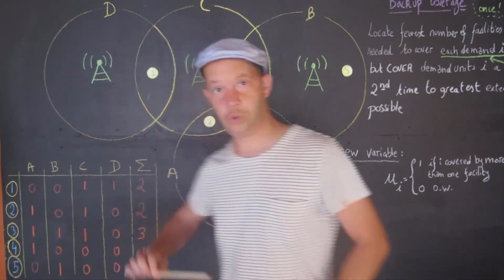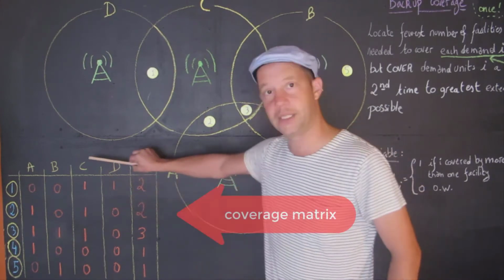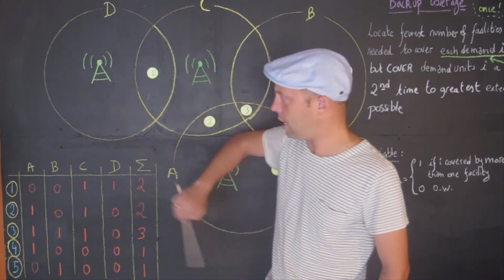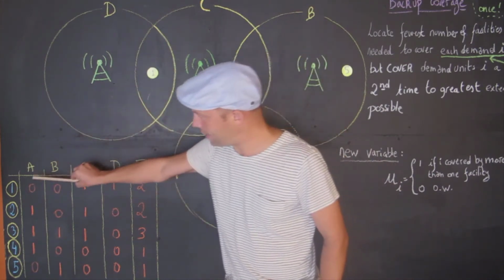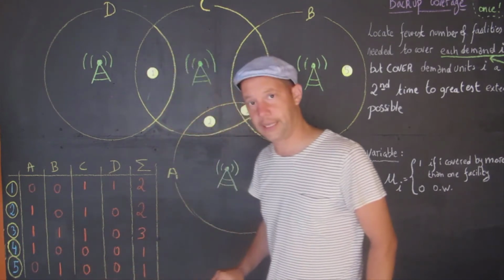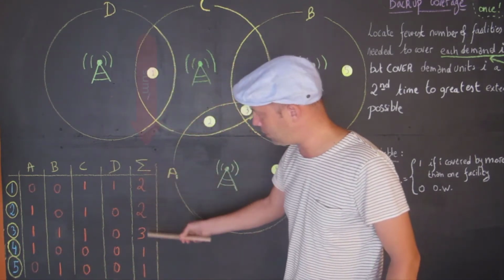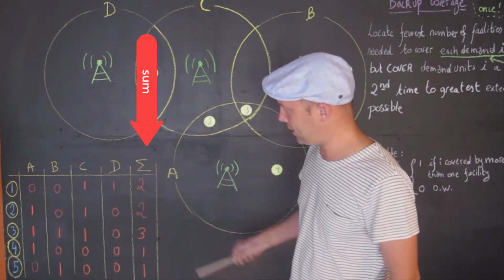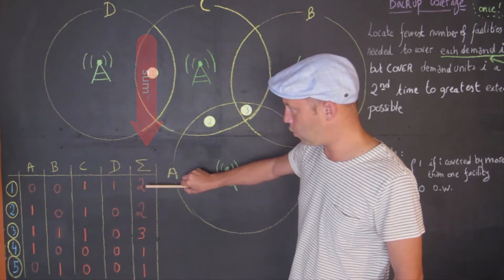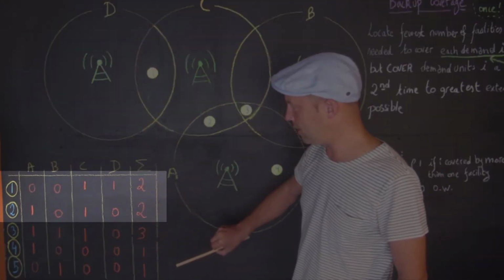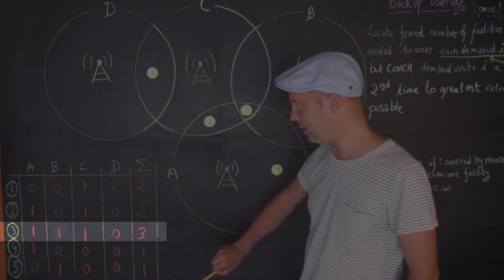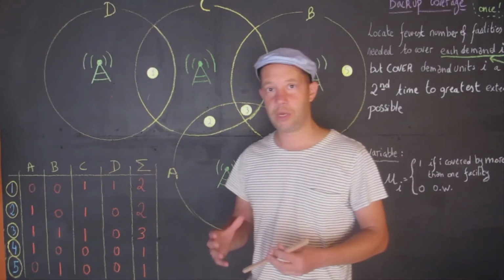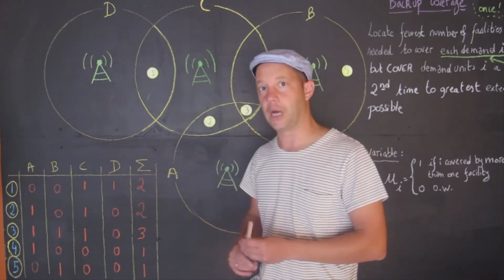Okay, and to the bottom left here, you do have this coverage matrix where each column represents the different facilities, and each row represents the demand units. The last column represents the sum, so how many facilities can cover a demand unit. And we see, for instance, that demand nodes 1 and 2 can be covered by 2 facilities, while 3 by 3 facilities, and 4 and 5 by a single facility. So now let's look at the formulation of this problem and let's work this out.